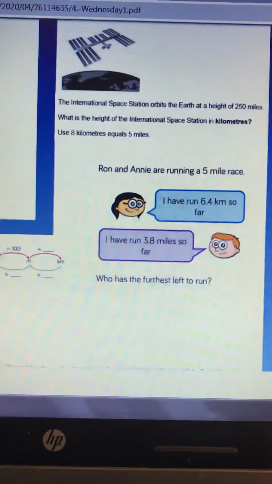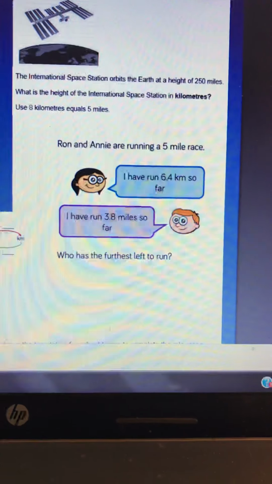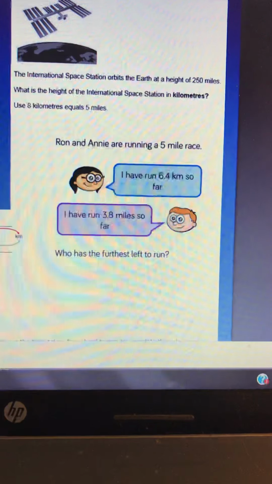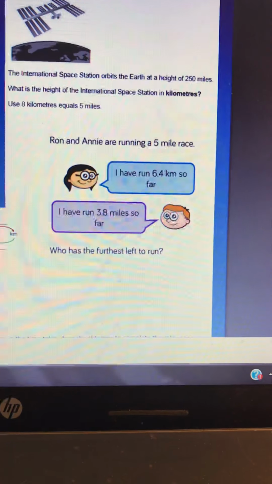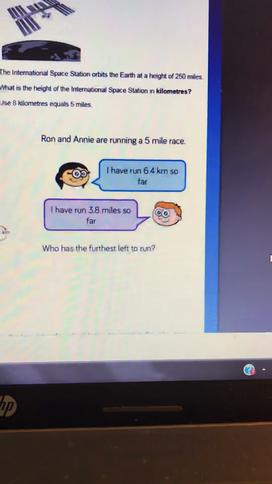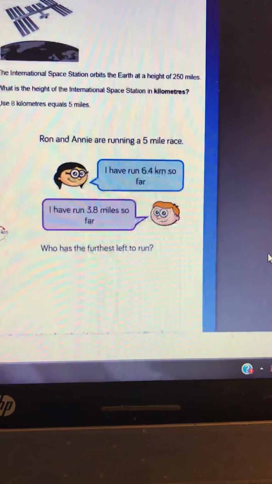Then we've got, there we go. Ron and Annie are running a 5-mile race. Annie has run 6.4 kilometres so far. Ron has run 3.8 miles so far. Who has the furthest left to run?